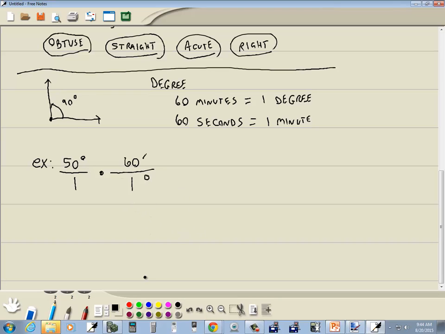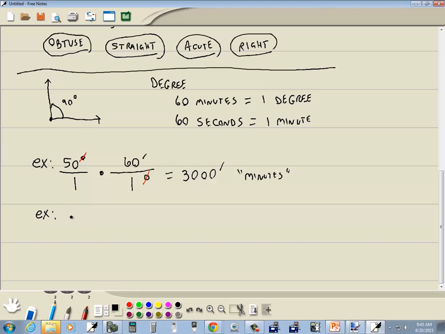If I go through and do this, the degree marks cancel. 1 times 1 is trivial, that drops away. So I have 50 times 60, which gives us 3,000 minutes. So going from degrees, if you wanted to switch everything to minutes, you would multiply by 60.